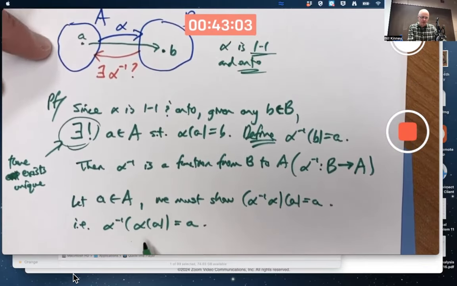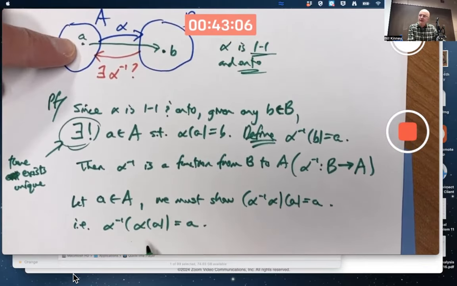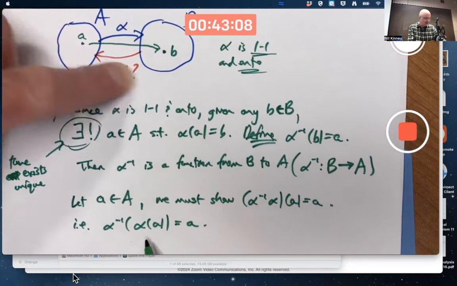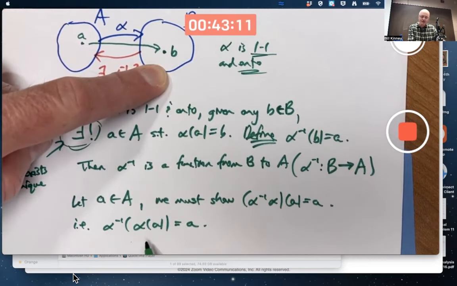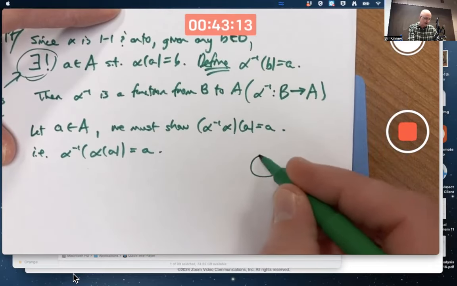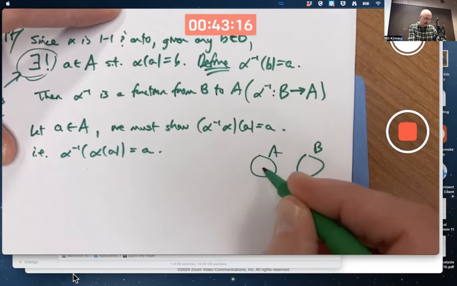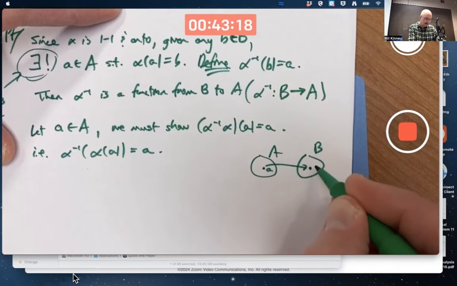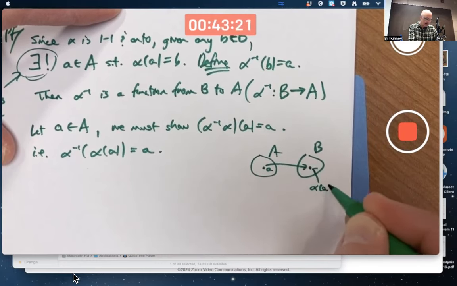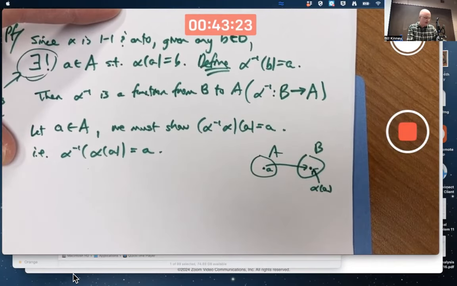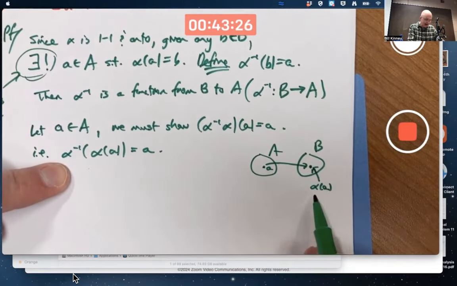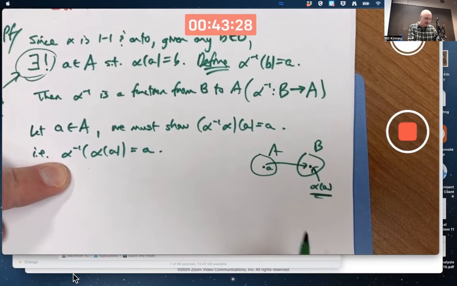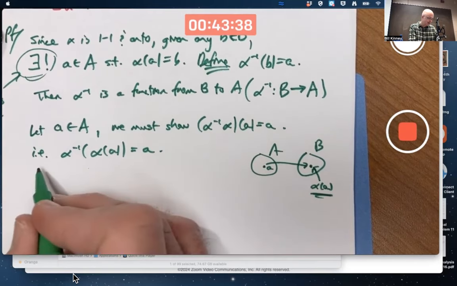Think about the picture to help you. A is over here in capital A. Alpha of a is over here in capital B. Maybe I want to make a new picture here. What is alpha inverse of that element of capital B? It's got to be the unique element of capital A that gets mapped to it. Well, that's obviously a.